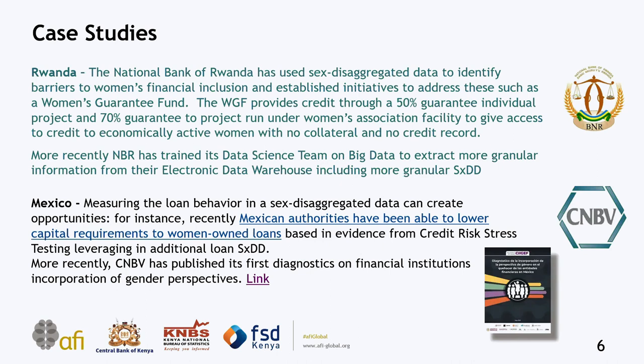In the case of Mexico, they also have been focusing for many years on collecting more segregated data. And with the data that they have collected, especially on loans, and having more insights in terms of credit risk and risk management, they have been able to develop policies like lowering the capital requirements for woman-owned loans, right? Because there's hard evidence that the majority of the women's loans carry lower risk compared to men's, right? So these are some of the examples, and I will be happy to discuss later. So thank you so much.